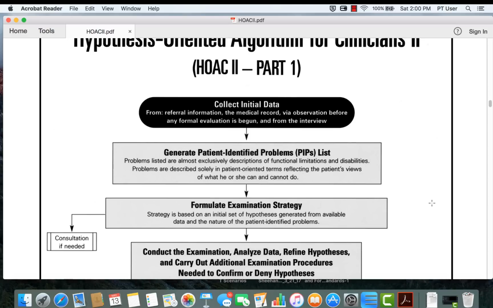Okay, so we're going to stop here on this first one. We've covered these 2 components of the HOAC model, collecting initial data and generating a PIP list. Next video you look at will be getting into our physical exam related to or off of these patient-identified problems.